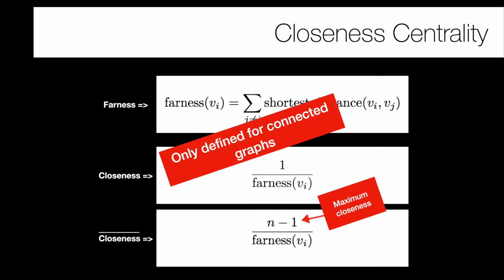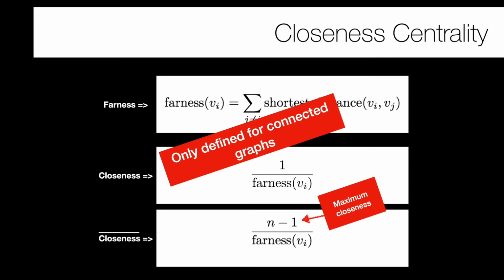I'll note, though, that this is only defined for graphs where you can actually reach other nodes in the graph. If there are nodes that are somehow disconnected, which we'll talk about what that means in a few minutes, then closeness centrality sort of breaks down, because then you might have infinite farness, as it were, because you have no path between two nodes.